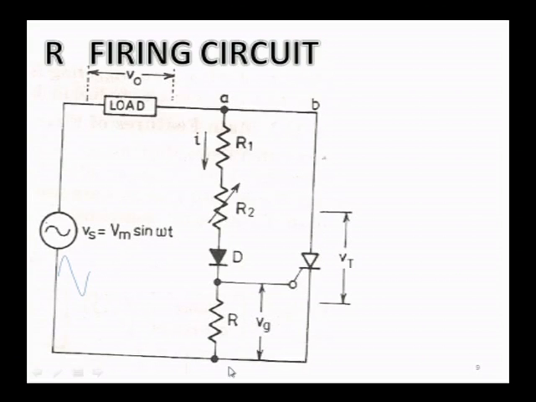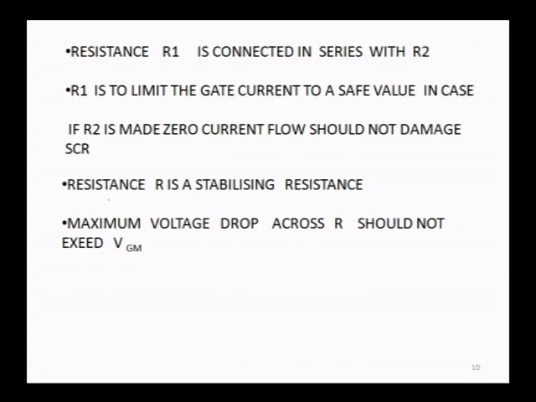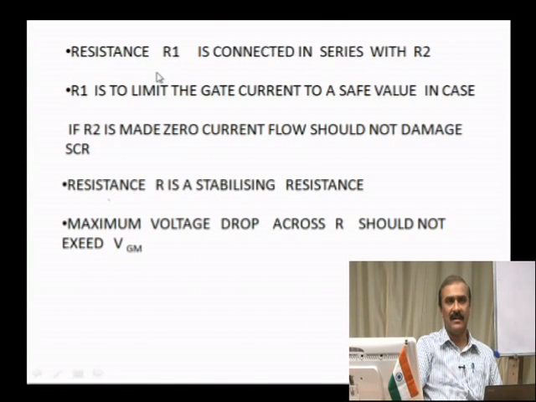So, this is all about the explanation of this circuit diagram, and you can see here it is a sinusoidal voltage Vm sin omega t, you are applying the sine wave here, source voltage. Now, when you say firing, your SCR gating requirements are like this. In fact, resistance R1 is connected in series with R2 to limit the gate current as I have already told you, and if R2 is made 0, this should not damage the SCR. So, R is a stabilizing resistance.